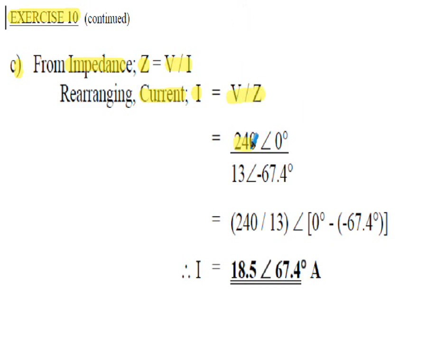The voltage is 240 argument 0 degrees, and the Z is 13 argument negative 67.4 degrees. So don't forget, when we're dividing complex numbers in polar form, we divide the moduli and subtract the arguments. So in this case it's 240 divided by 13 for the modulus, and there's an argument of 0 degrees, and we're taking away here the negative 67.4 degrees. So I in this case is 18.5 argument 67.4 degrees, and that's amps.